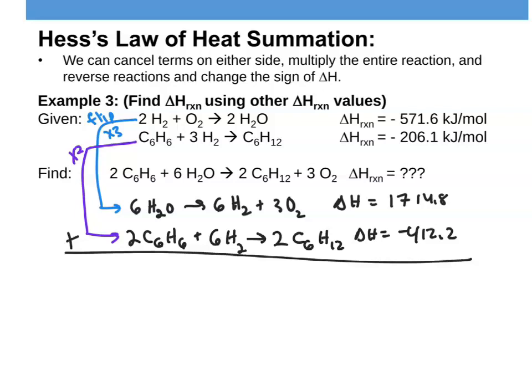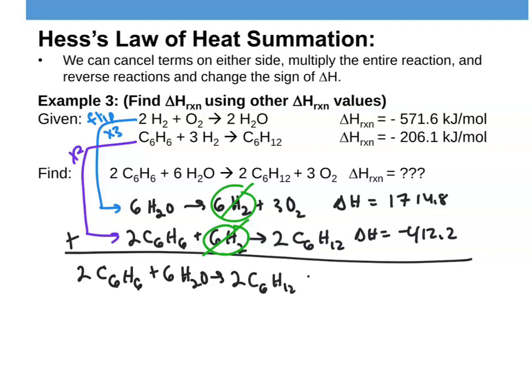Let me check my work. What do I have that cancels? I've got 6 H2s, those cancel, right? The top one is on the product side, this is on the reactant side. Sorry, I didn't line up my arrows very well, but that's still the product side, that's still the reactant side, so they cancel. And I think that's really it. That's the only thing that cancels. So I redraw my overall equation, make sure that it matches. So now I have 2 C6H6s plus 6 waters goes to 2 C6H12s and 3 waters. Not waters, oxygens.